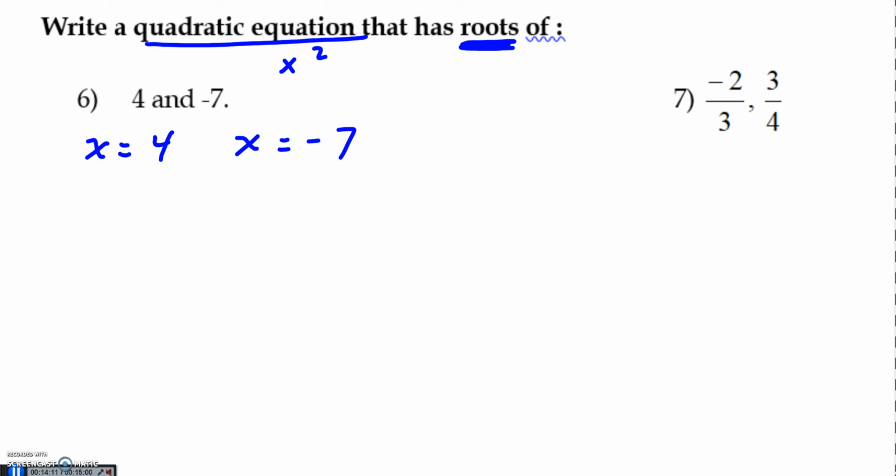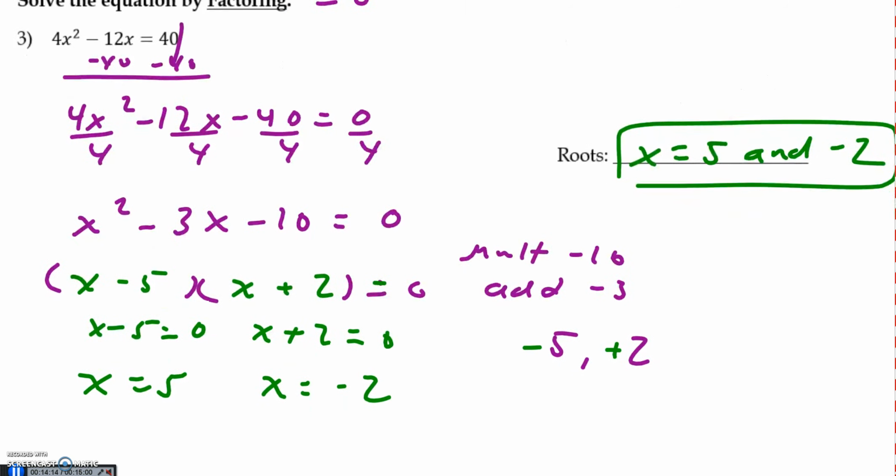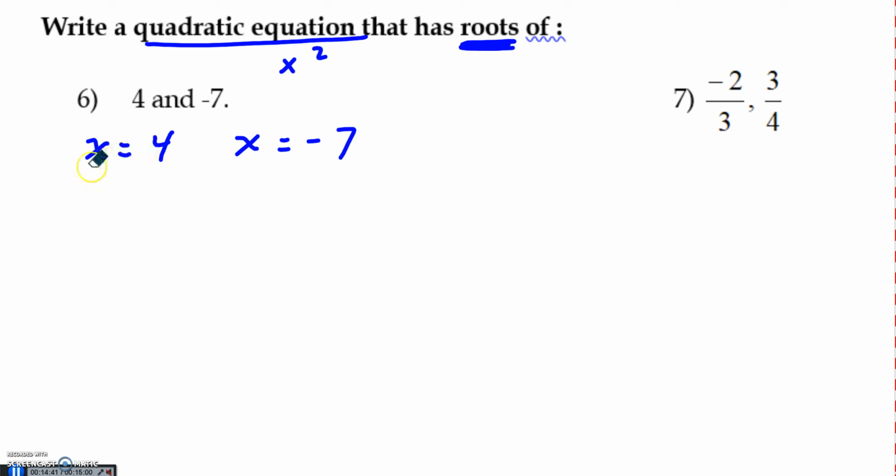So if I look back for a minute at number 3, for instance, notice that I already had my answers or my roots down here. So my goal is to get from these to the parentheses and then to get something that looks like this in standard form. So notice here that if I have a positive 5 as an answer, that came from x minus 5. And if I have negative 2 as an answer, that came from x plus 2. So if my answer was x equals 4, that came from x minus 4. And if my answer was x equals negative 7, that came from x plus 7.